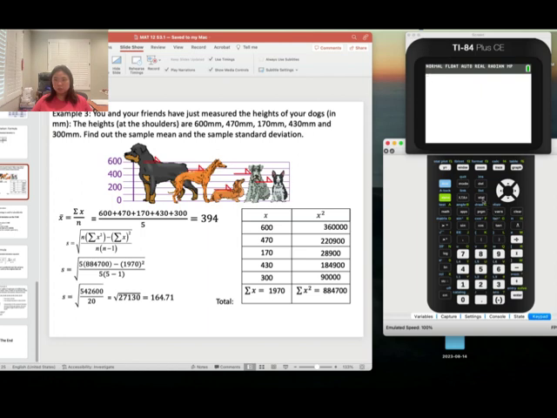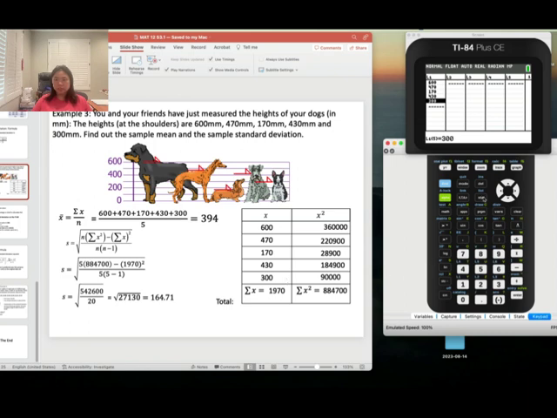So we're going to go to step number 1. Let me clean up the first one. I'm going to highlight the L1, click clear, enter. Now I'm going to input the data. So 600, enter, 470, enter, 170. Okay, so I do have 5 data values, and the last one will be 300.